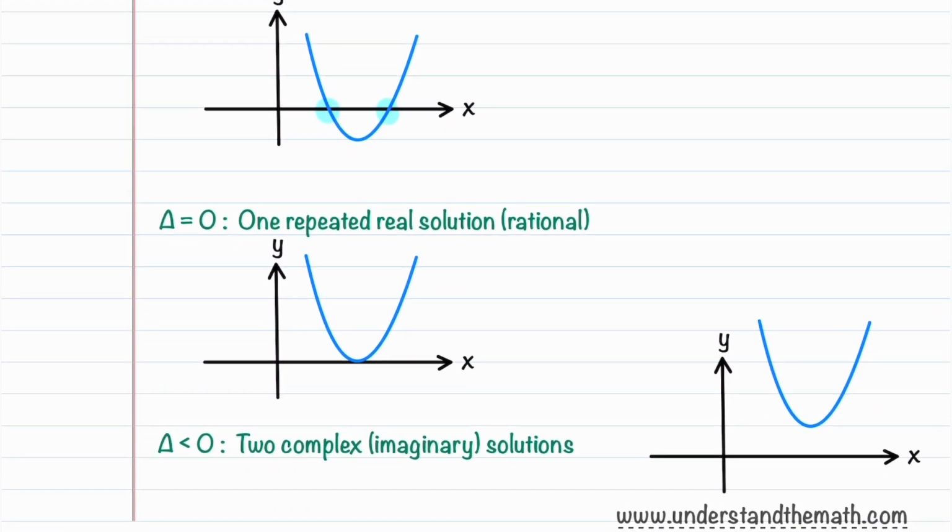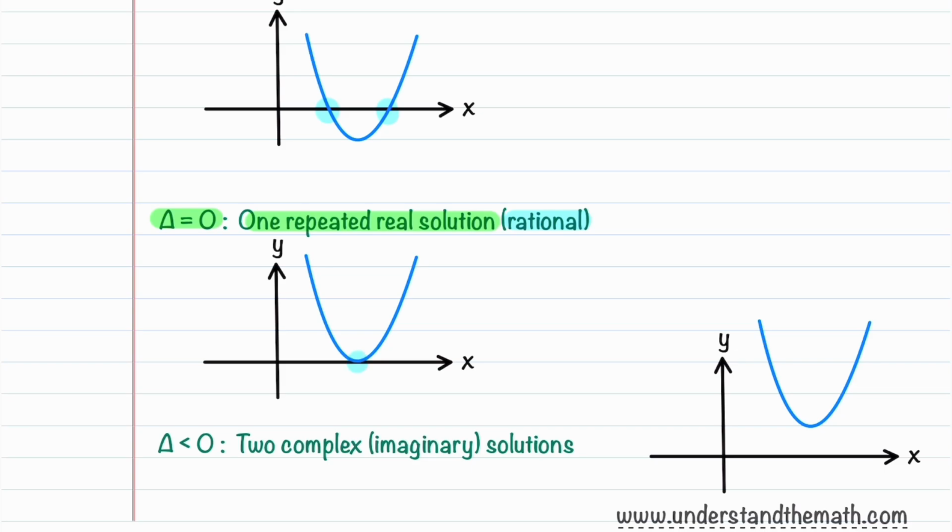If your discriminant is equal to 0, then there is going to be one repeated real solution, and that solution is going to be a rational solution. This means that the parabola will touch the x-axis at only one point.